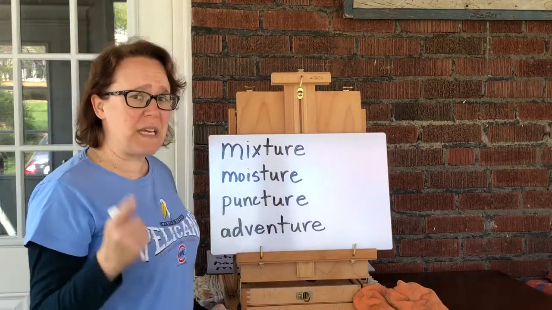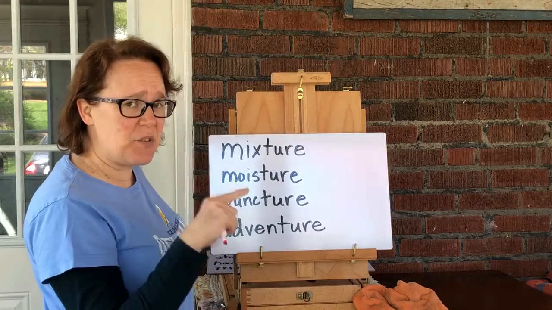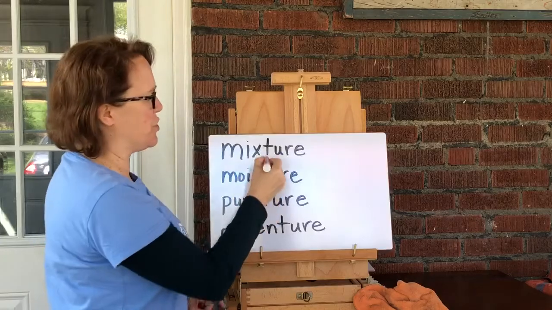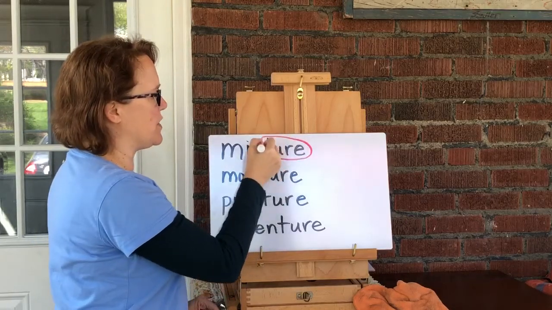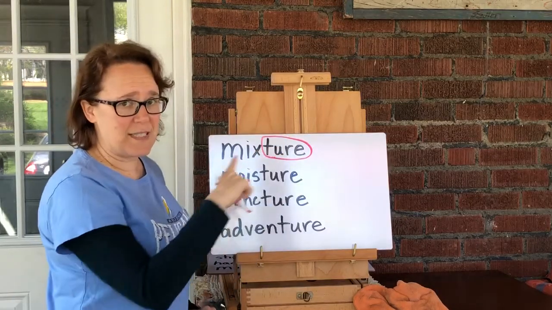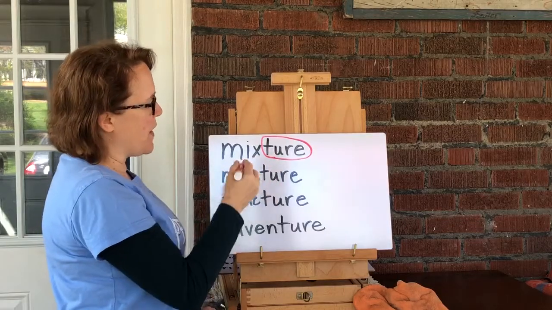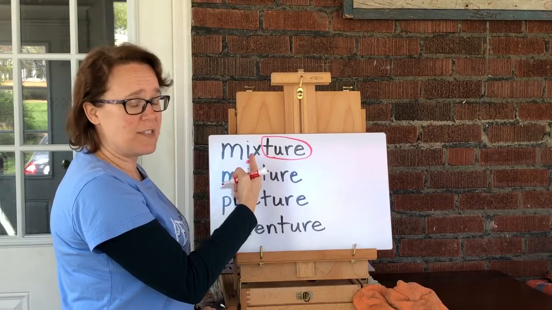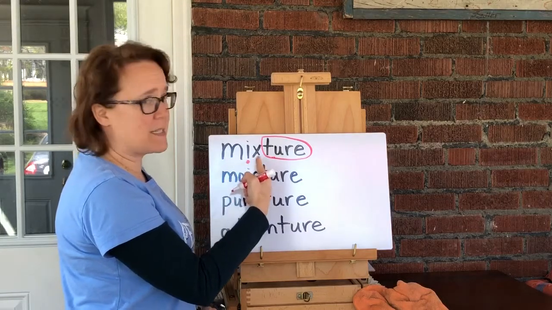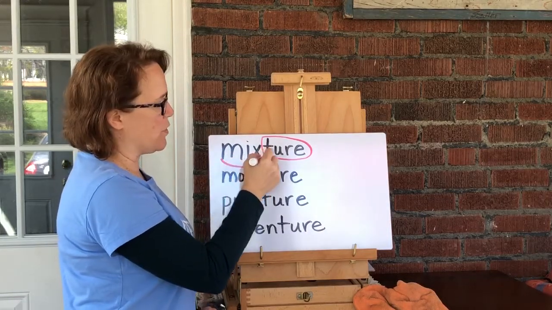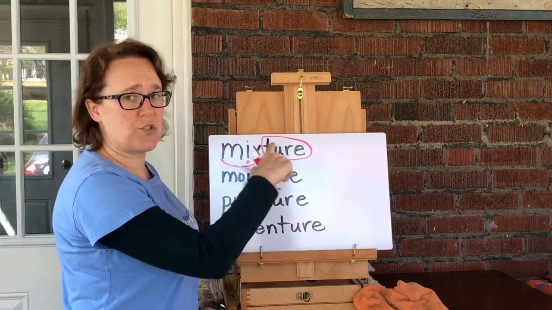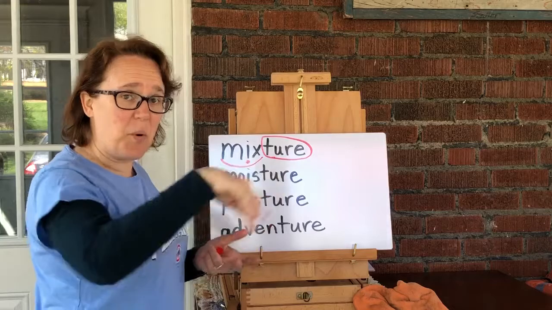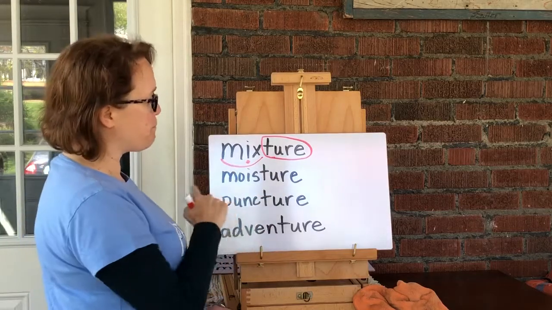Just like when we do ing or shun, when we see T-U-R-E at the end of a word, we want to circle it together and just think "chur." So we're going to circle this T-U-R-E together. That says chur. What's in front of it? I spot one vowel, and it's closed because here's a consonant. So we have mix. That's my first scoop. And then chur. Mixture. And a mixture is when you stick stuff like in a bowl, stir it together, mixture.